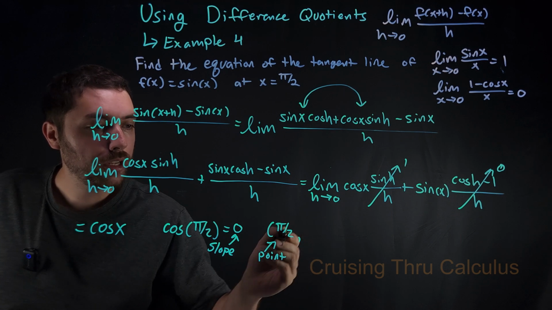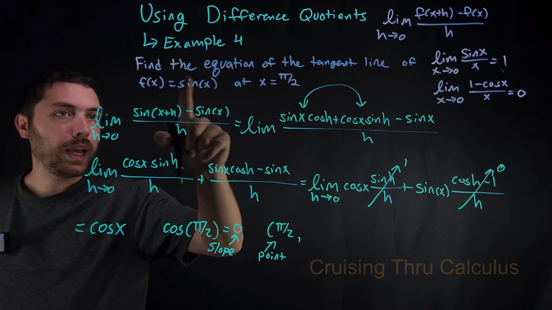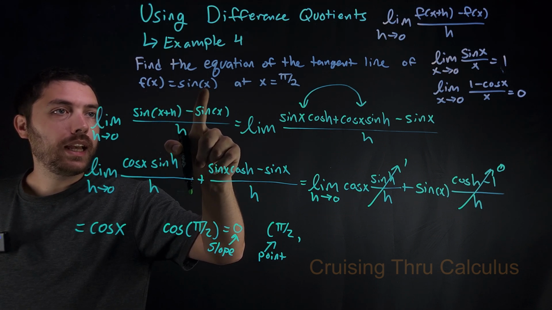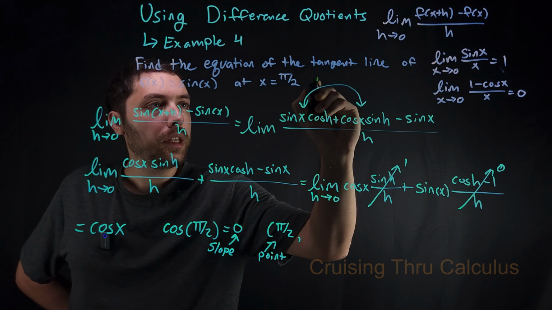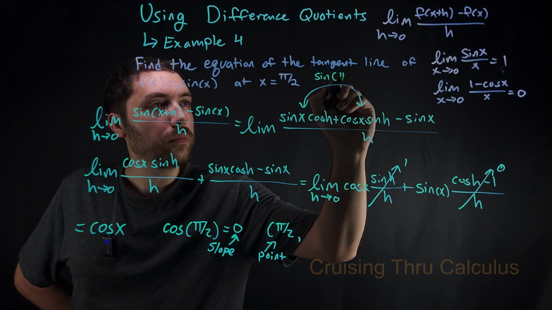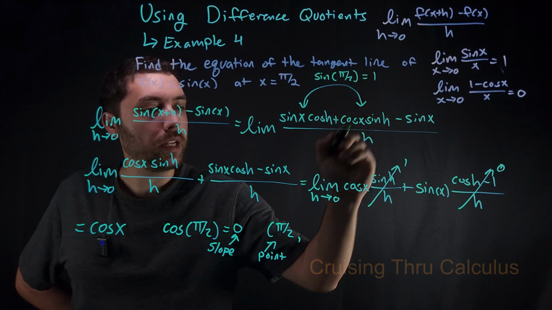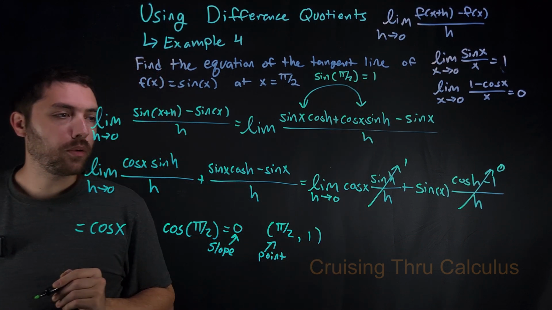In order to find the y-coordinate, I need to take this and plug it back into our function. So it's going to be sine of pi over 2. So let's do that up here. Sine of pi over 2 is equal to 1. So that's the y-coordinate of our point.